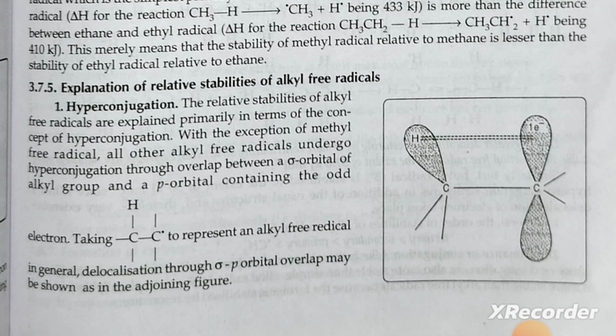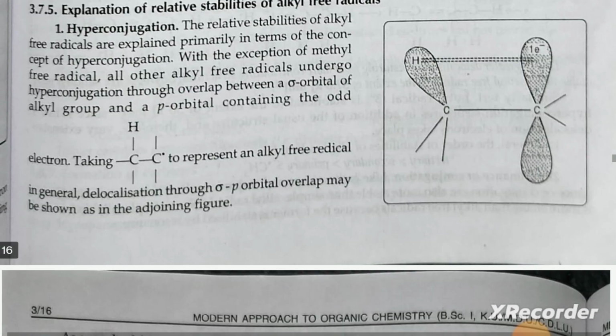Fifth, explanation of relative stabilities of alkyl free radicals. First, hyperconjugation. The relative stabilities of alkyl free radicals are explained primarily in terms of the concept of hyperconjugation. With the exception of methyl free radical, all other alkyl free radicals undergo hyperconjugation through overlap between a sigma orbital of the alkyl group and a p orbital containing the odd electron. Taking CH-C radical to represent an alkyl free radical in general, delocalization through sigma-p orbital overlap may be shown as in the adjoining figure.